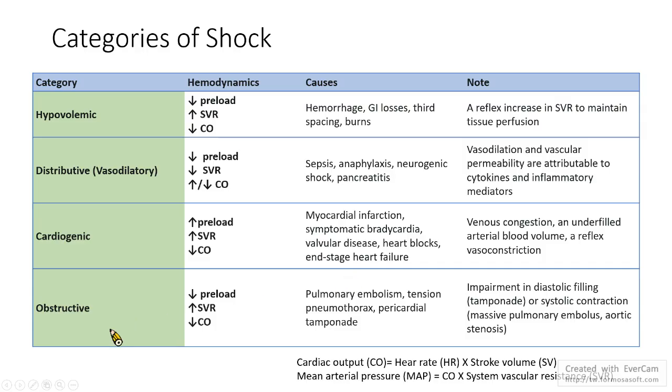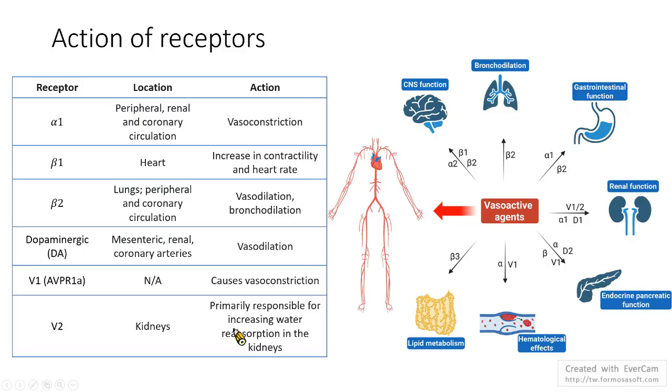And last is the obstructive shock, caused by any obstruction in the systemic circuits, such as pulmonary embolism, tension pneumothorax, or pericardial tamponade, which can all lead to these situations. Impairment in diastolic filling or systolic contraction is all in that type. So as you can imagine, the preload is going to decrease, or increase here, sorry for the typo, and the SVR is going to increase with a low CO.